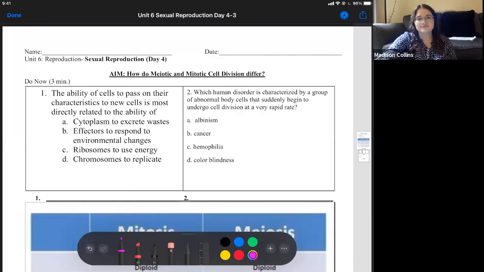Welcome back. This is day 4 of sexual reproduction. And today's aim is how do meiotic and mitotic cell division differ? So today's lesson is all about comparing and contrasting what we know about meiosis and mitosis. Remember, we use meiosis to create gametes or sex cells, and we use mitosis to produce body cells or somatic cells. Okay, so keep that in mind as we work through today's lesson.